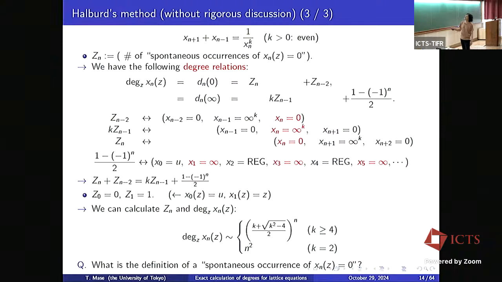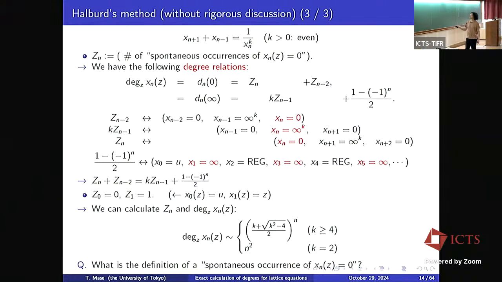Okay, so the degree coincides with the number of pre-images of 0. And this is Zn plus Zn plus 2 because of this pattern. Other than these patterns, there is no possibility of xn becoming 0. And the number of pre-images of infinity is this and this. This corresponds to the pattern this, and this corresponds to the cyclic pattern.